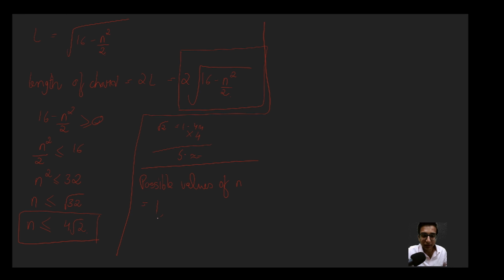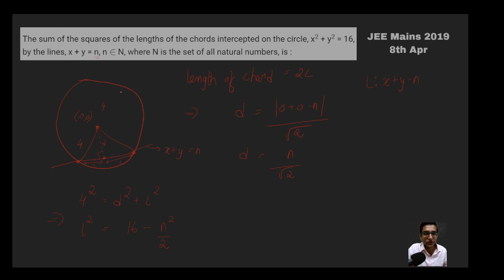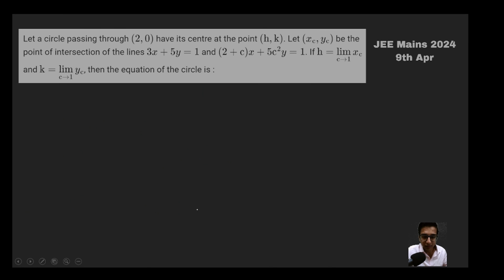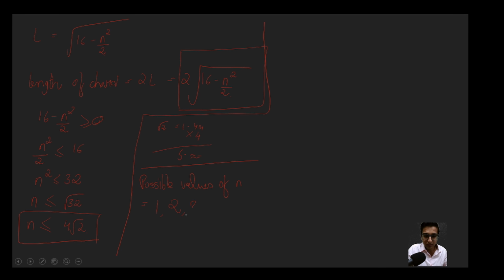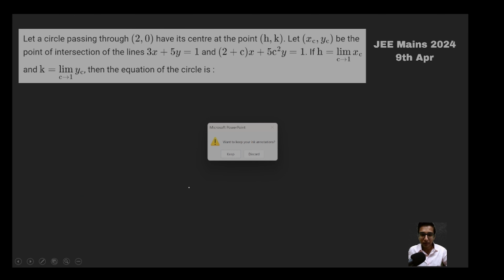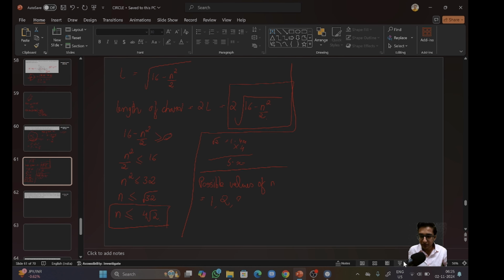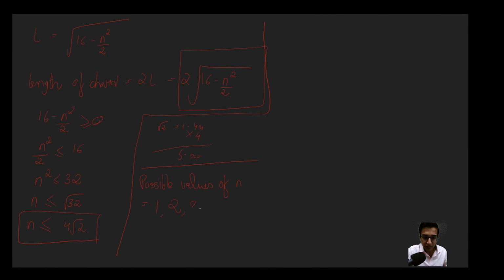That means possible values of n come out to be 1. Since n is a natural number, of course 0 cannot be one of them. So 1, 2, 3, 4 and 5. Of course, all these 5 values are those values of n which satisfy our equation.